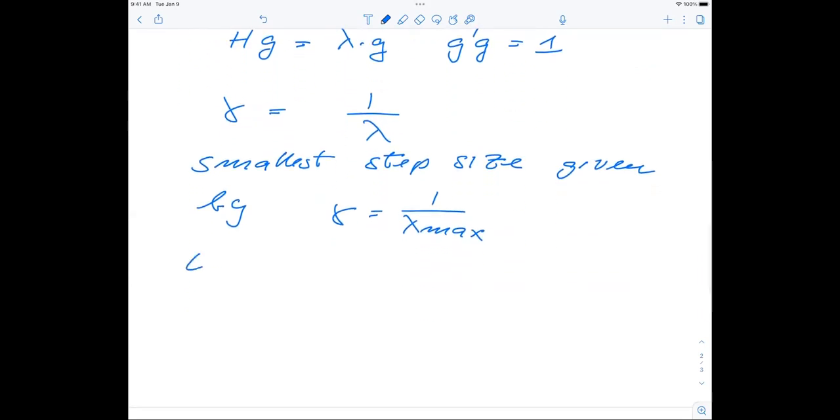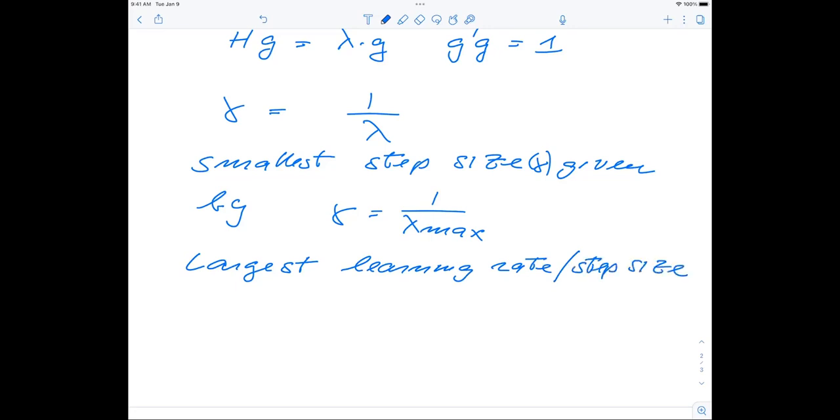And the largest learning rate or step size, so let's put it like this, these are normally used as equivalent words, learning rate or step size, is given by gamma equal to 1 divided by lambda min here. So within this domain, you should then be able to get something which can converge.